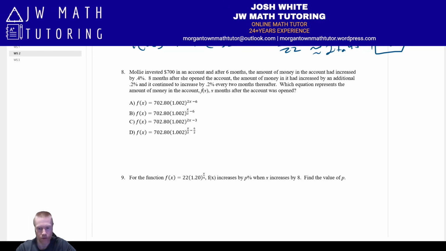All right, so, a couple things. First of all, what's going on here is we start with $700. The initial interest rate is 0.4%. So that means, if you set this up as an exponential, it's 1 plus 0.004, or in other words, 1.004.